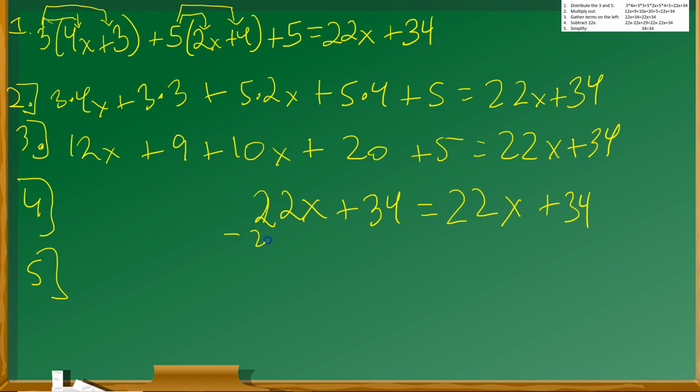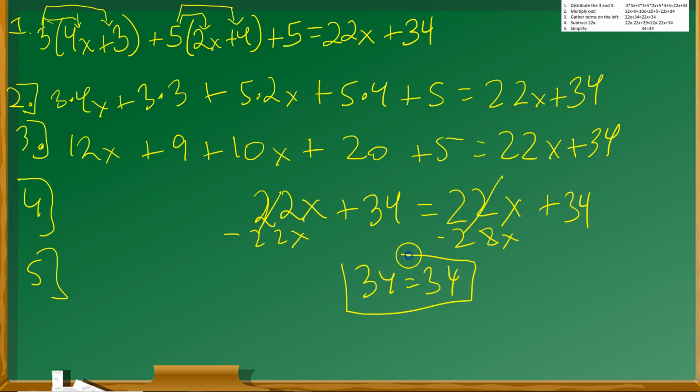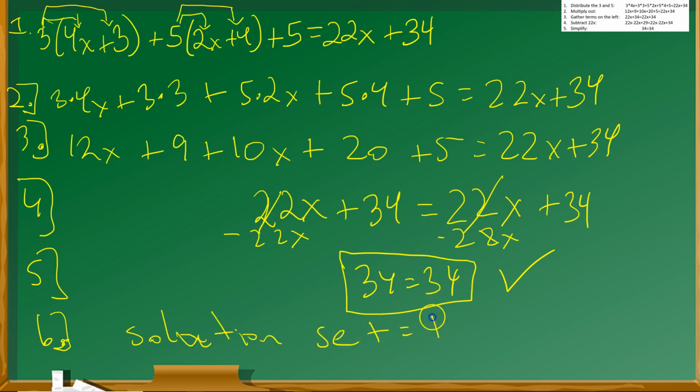Take a look. For example, if you take 22x from both sides like this, you're going to end up with this: 34 equals 34. This here is always true. It's a constant equal to the same constant. For that reason, the solution set would be what we call all real numbers, or infinity.